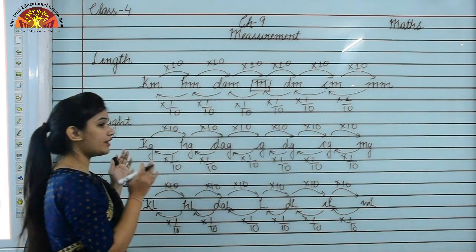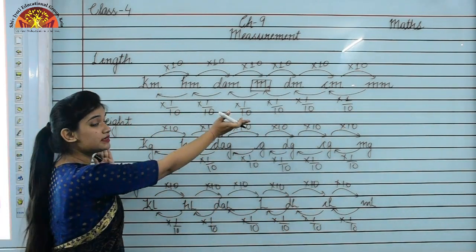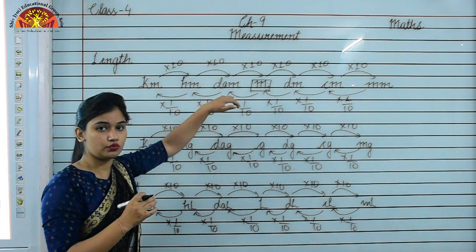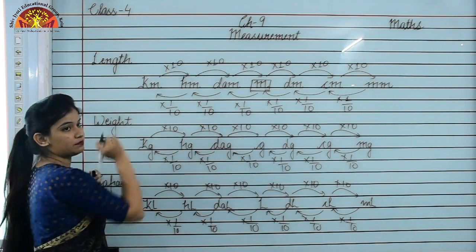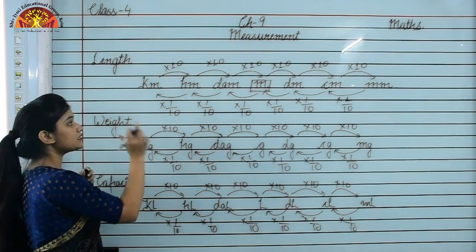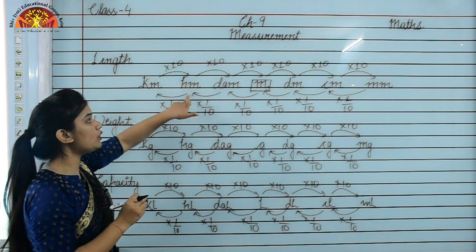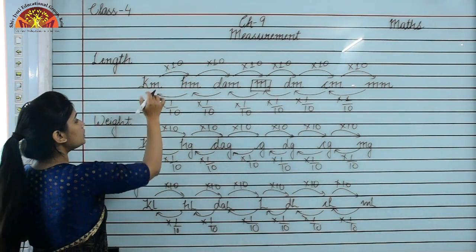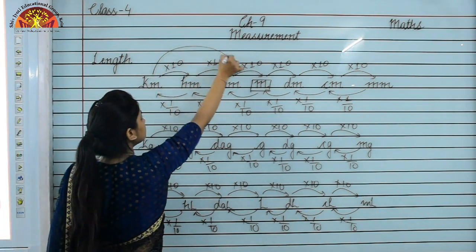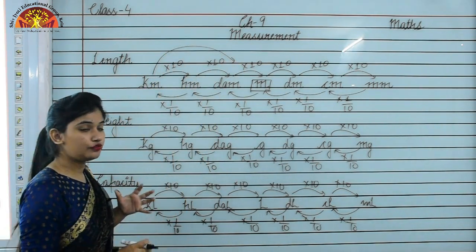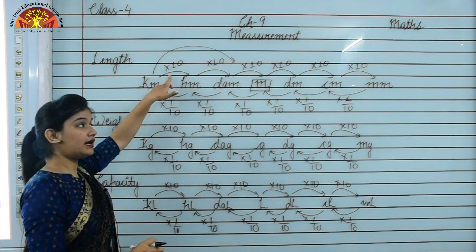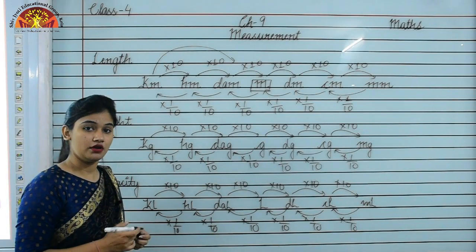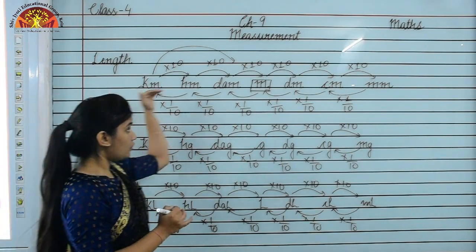Now students, whenever we are going in this direction, that is, whenever we are converting a bigger unit into a smaller unit, we have to do multiplication, multiplied by 10. Suppose we are converting kilometer to hectometer, we have to multiply by 10. Now suppose we are converting kilometer to decameter. It means we have to multiply by 10 and again multiply by 10. Basically we have to multiply by 100. Okay students, we are going in this direction.